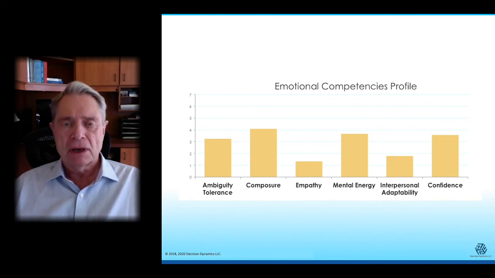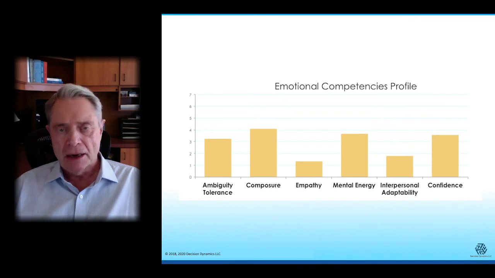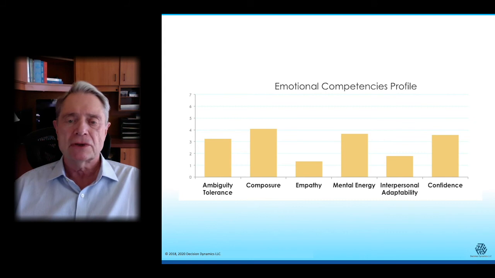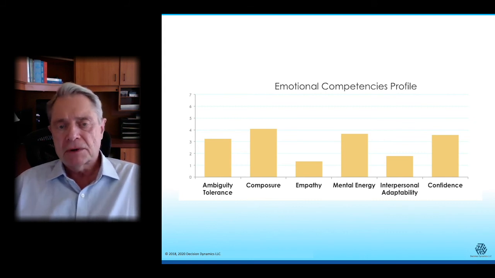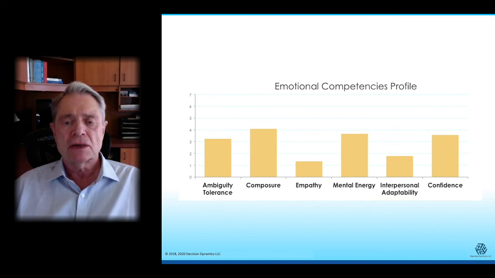Nonetheless, I put a lot of importance on what's higher and what's lower in the profile. In this case, you can see that the person's scores are relatively high compared to the others on composure, mental energy, and confidence. What that suggests is this person can be cool and composed in tough situations where there's a lot of risk going on. This might be someone you'd like to have by your side who's not going to easily get rattled. The person is going to be relatively confident that he or she can deal with tough interpersonal situations.